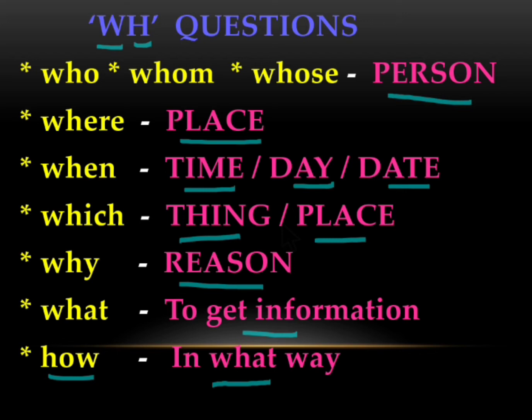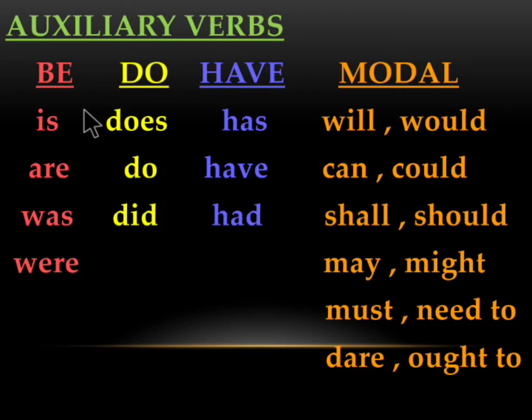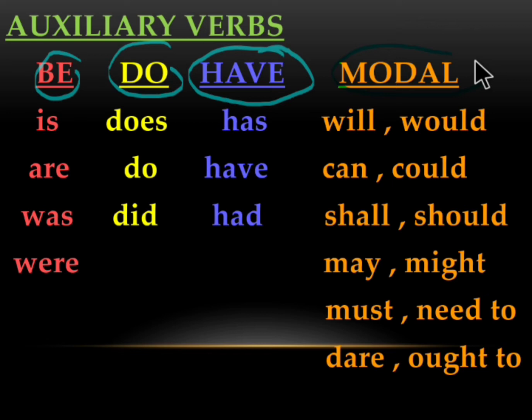Now, we cannot just frame a question using a WH word alone. We need the help of an auxiliary verb to do it. What are auxiliary verbs? There is a video on auxiliary verbs; you may check the link given in the comment box. Anyway, let us discuss what auxiliary verbs are. Auxiliary verbs are otherwise called helping verbs. The auxiliary verbs are the be verbs, the do verbs, have verbs, and the modal verbs.